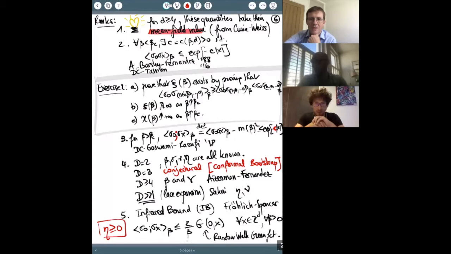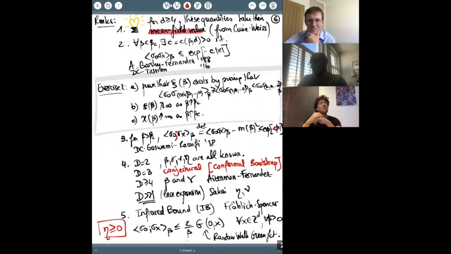So there was a question there, just to make sure: in d equal to 3, eta is known to be bigger than 0? Strictly, no. Whether it is strictly positive is actually a very interesting question, and I like this question quite a lot. I thought a little bit about it, but we don't even know how to prove it. It's a little bit frustrating.